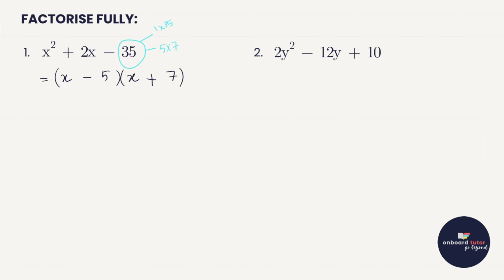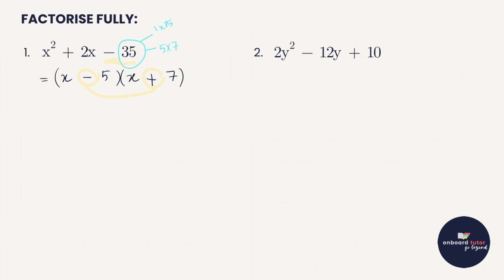And then we always do a final check. The final check is to multiply this sign and this sign and to check, does it give us the sign of the last term? Okay, why? Because a minus times a plus is a minus, and 5 times 7 is 35. So we just want to check whether or not our brackets represent the expression that they came from.